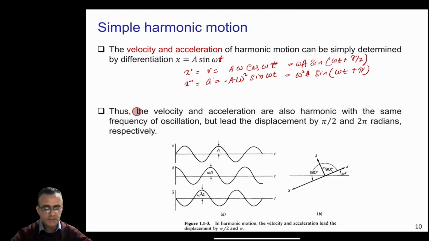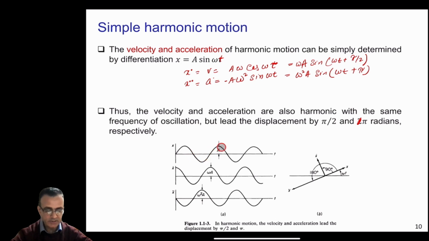So thus the velocity and acceleration are also harmonic with the same frequency of oscillation, but lead the displacement by pi by 2, which is 90 degrees, and pi radians, respectively.